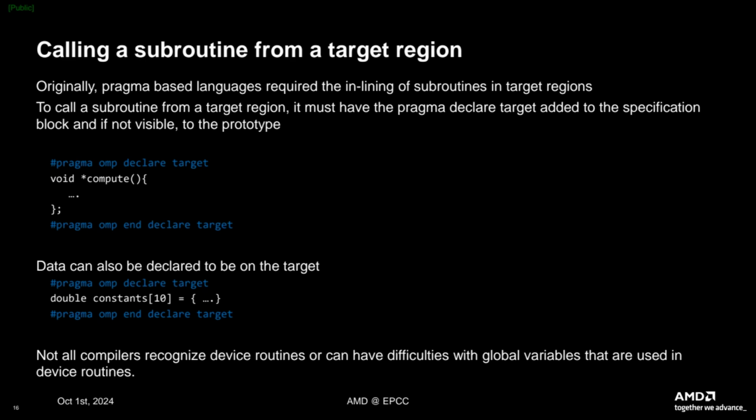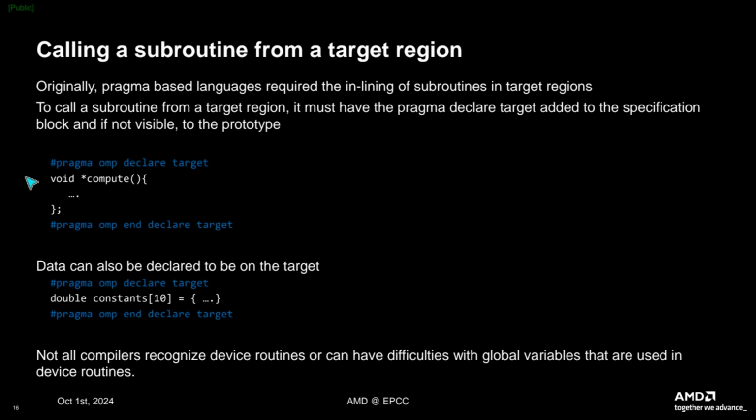Another common thing you might run into is device subroutines. So I would say most of us are not in the habit of writing all of our code in one gigantic monolithic file. And so we want to maybe call a subroutine or a different function from a target region. And so originally pragma-based languages required the inlining of subroutines in target regions. And so to call a subroutine from a target region, you had to have that pragma declare target added to the specification block, and if not visible, to the prototype.